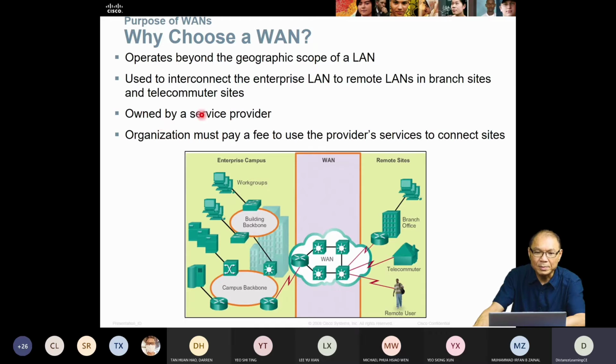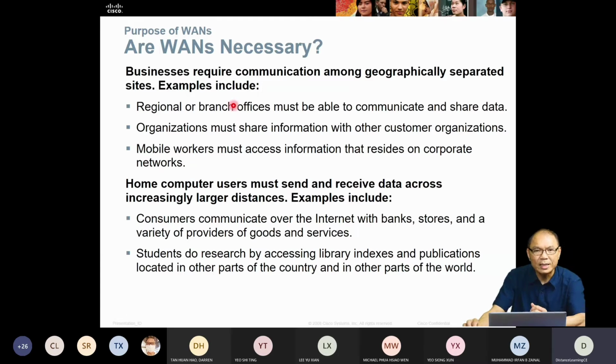A wide area network is usually owned by a service provider. If you want to use the services provided by the service provider, you have to pay to connect the sites. This is why we use a wide area network. In the first place, if I have to pay to use a wide area network, why should I pay? It must be so necessary that I want to use the service, then I will pay for it. Let's say, for example, you want to buy a car and drive on the road, you must pay a road tax.